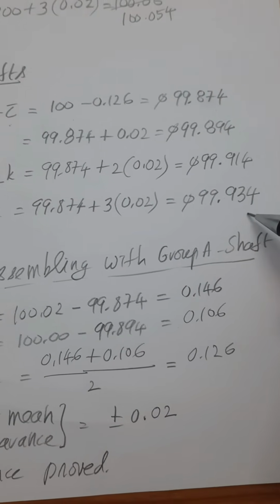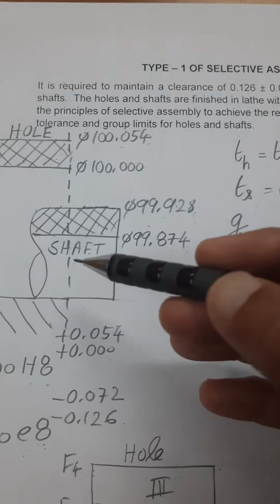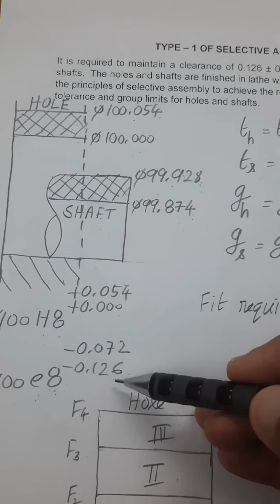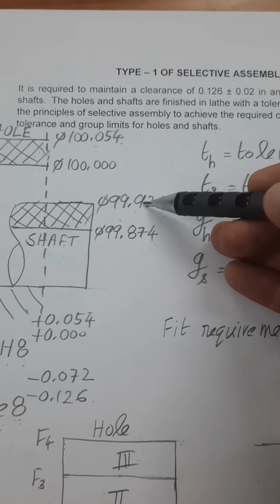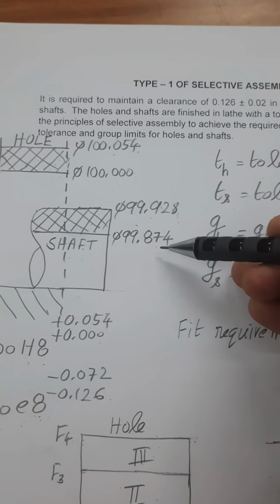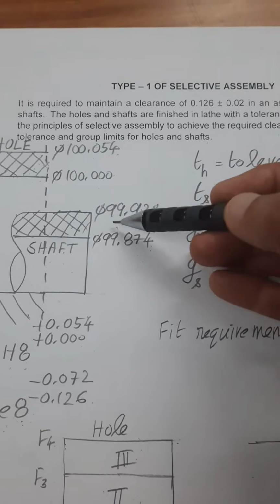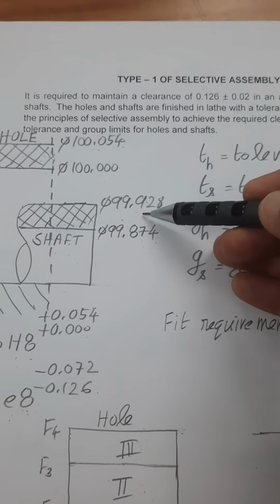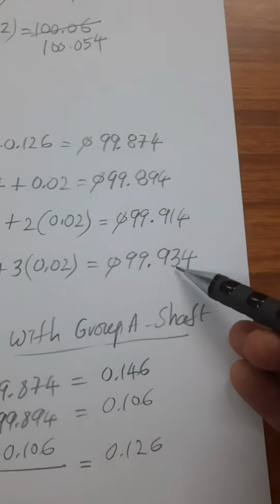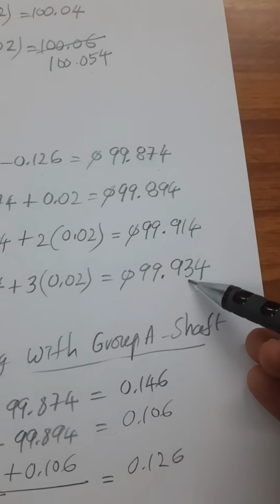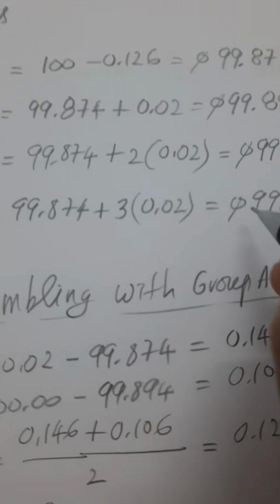But if you look at the upper limit of the shaft, the shafts are manufactured to 100 e8, which has limits of minus 0.07 to minus 0.126. So the shaft should be manufactured to a size ranging from 99.874 to 99.928. You cannot have any shaft manufactured bigger than 99.928. In that case, you cannot have a size beyond 99.928. So we have to truncate this.